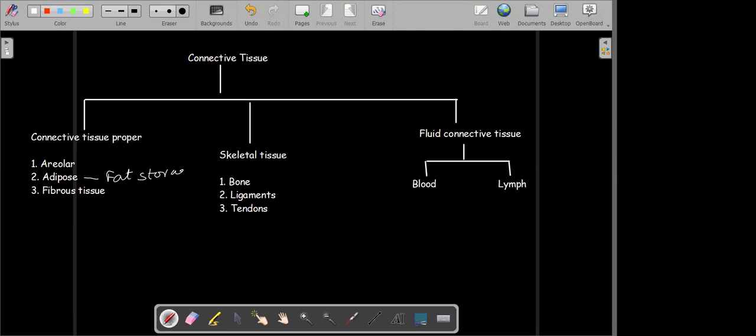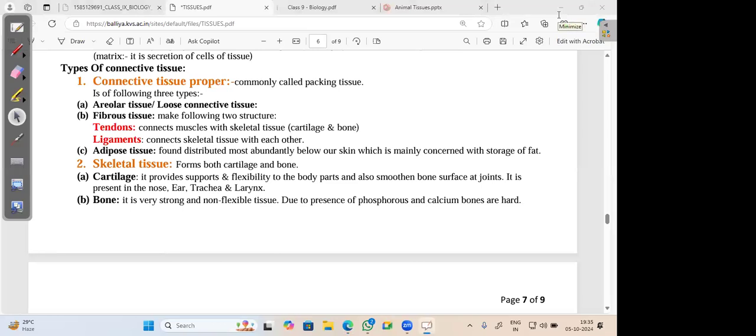And we have some fibrous tissue also. The skeletal tissue, they have their different roles, and the blood. So let's see, first we move to the fibrous tissue. Oh, sorry. Okay. So in the fibrous tissue, I made a mistake. In connective tissue proper, you have the areolar tissue or the loose connective tissue, the fibrous tissue, adipose tissue.